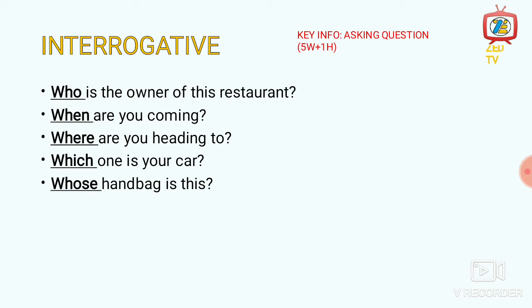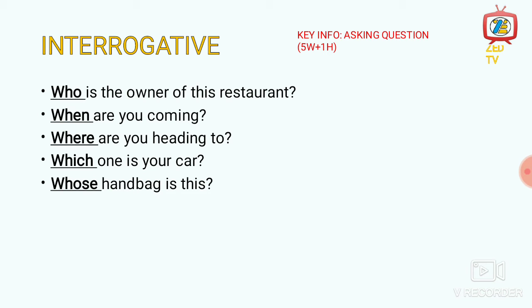Next, we also have the interrogative pronoun. Alright, of course we use it to interrogate, or simply speaking, to ask questions. I believe that you are familiar with the famous 5W and 1H, right? Or rather, we call it 5 wives and 1 husband. What a happy family. So technically, they are all called interrogative pronouns.